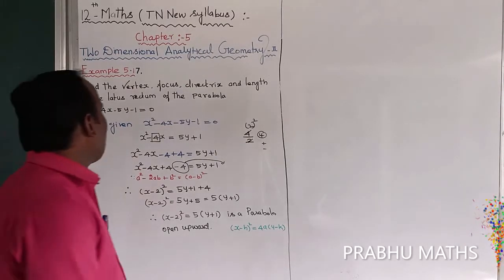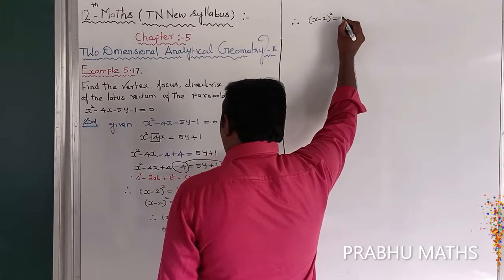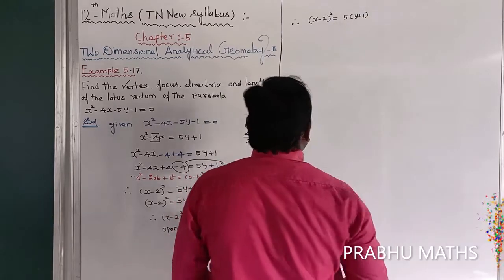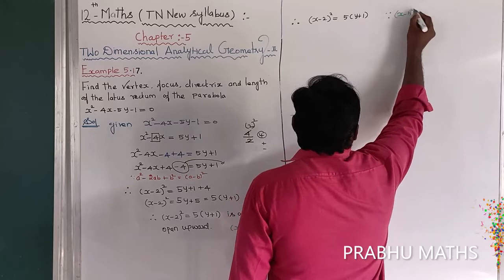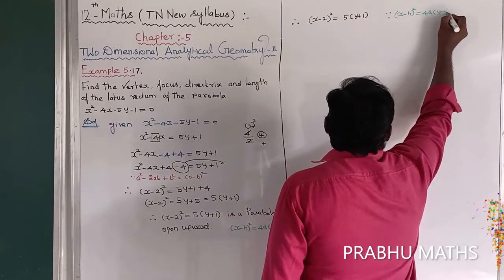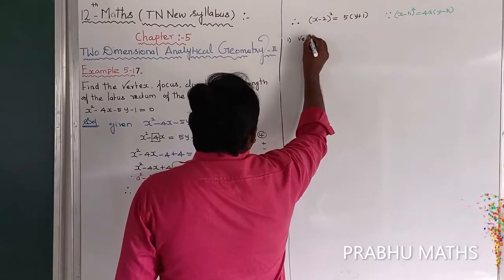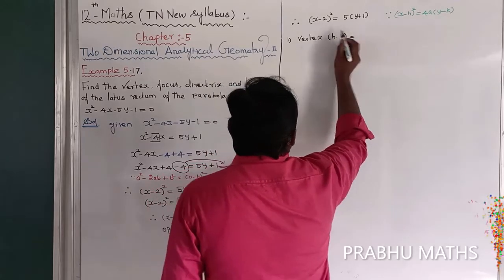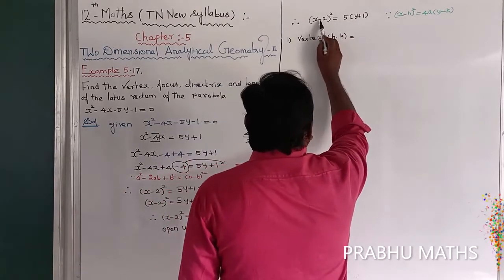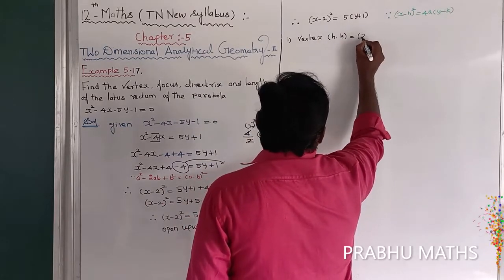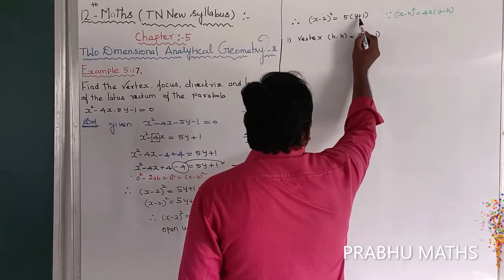First, to find the vertex: the parabola equation is x minus 2 the whole square equals 5 into y plus 1. Compare it with the general equation, x minus h the whole square equals 4a into y minus k. The vertex is (h, k). Here we have x minus h and y minus k, so the signs are reversed: h is plus 2 and k is minus 1. This completes the vertex point. Clear? Minus becomes plus, and plus becomes minus.